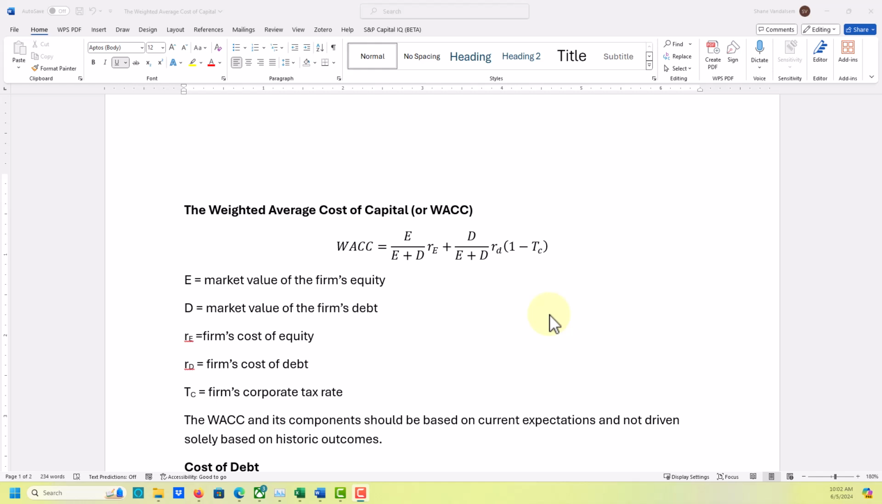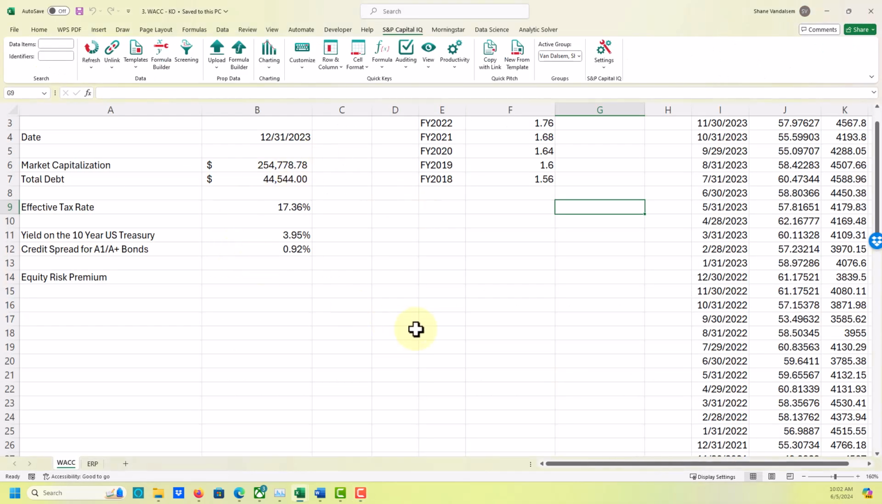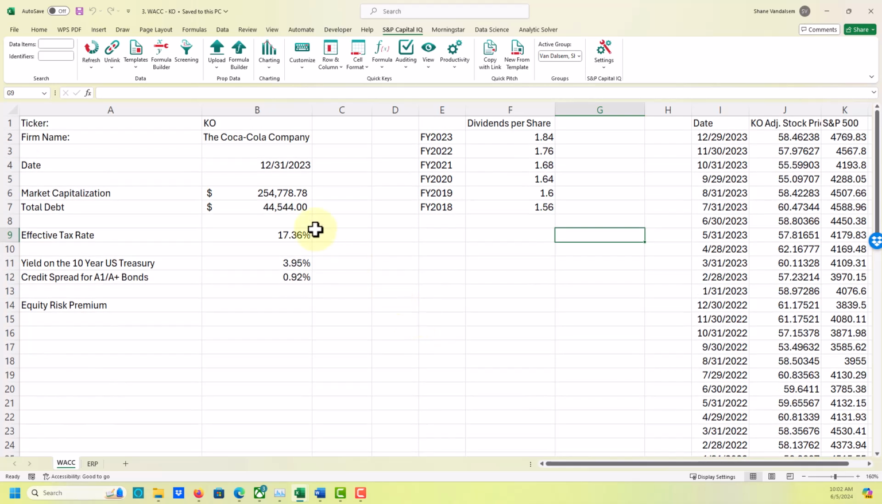I'm using this document that will lay out how to calculate the cost of debt and the cost of equity and where our values come from. I'll also be using an Excel workbook that I'm showing you here, and I'll provide this online for you as well.